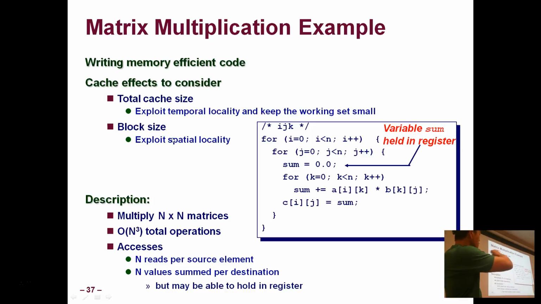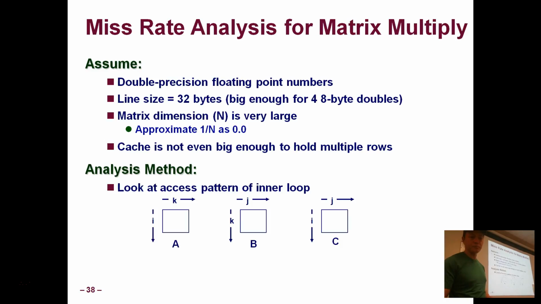Can we exploit the spatial locality of the line size to improve our hit rates? The canonical implementation of the matrix multiply is what we're going to analyze. We're going to assume double precision floating point numbers, that the line size is 32 bytes, meaning you can fit 4 of those doubles in a single line. The matrix dimension n is really large, so you're not going to be able to fit the full matrix into cache.